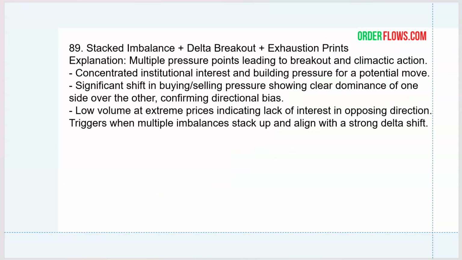All right, 89, stacked imbalance, delta breakout, exhaustion prints. Okay, so explanation, it's multiple pressure points leading to breakout and climactic action. You have concentrated institutional interest and building pressure for a potential move. Significant shift in buying and selling pressure showing clear dominance of one side over the other. It's confirming directional bias. You have low volume at extreme prices indicating lack of interest in opposing direction. It triggers when multiple imbalances stack up against and align with a strong delta shift.